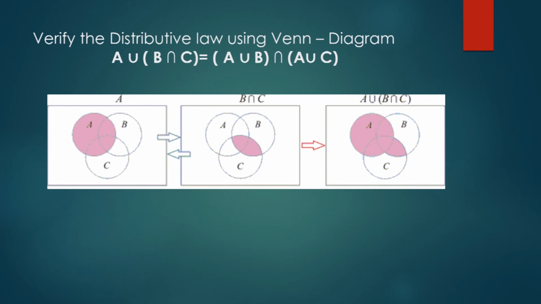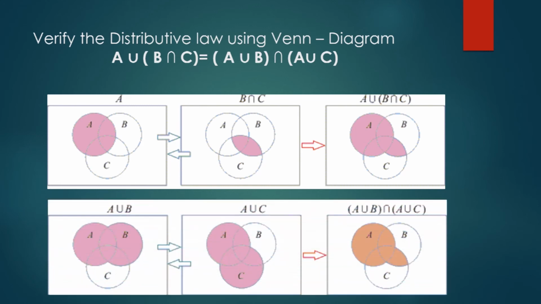In next diagram, first part shows union of A and B, while the second part shows the union of A and C. The intersection of both parts, that is, intersection of union of A and B and union of A and C, is shown in the third part of the diagram. So, from the diagram, it is clear that union of A with intersection of B and C is equal to intersection of union of A and B and union of A and C.